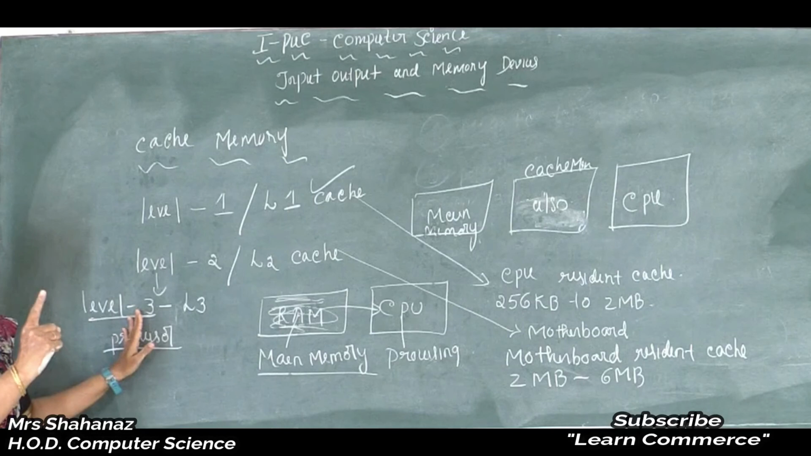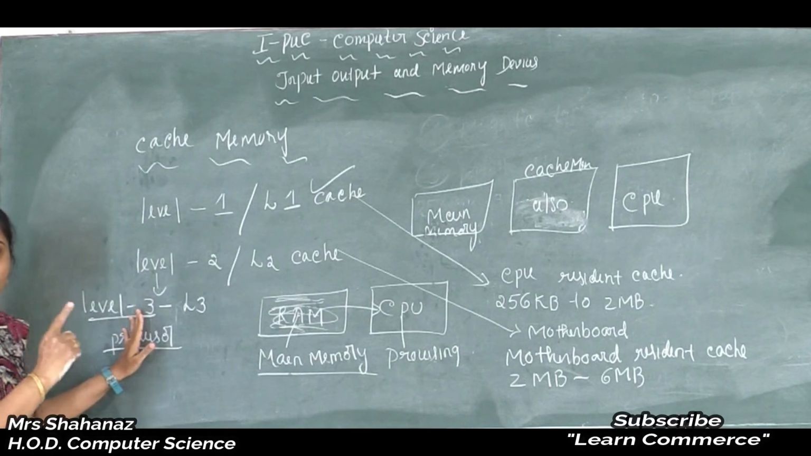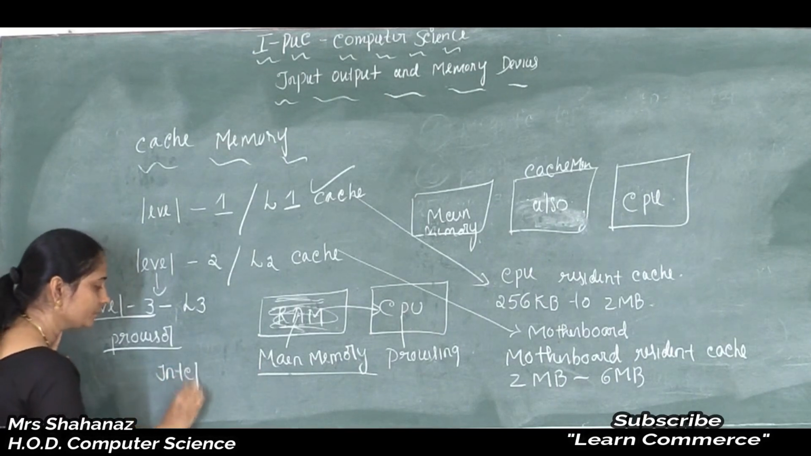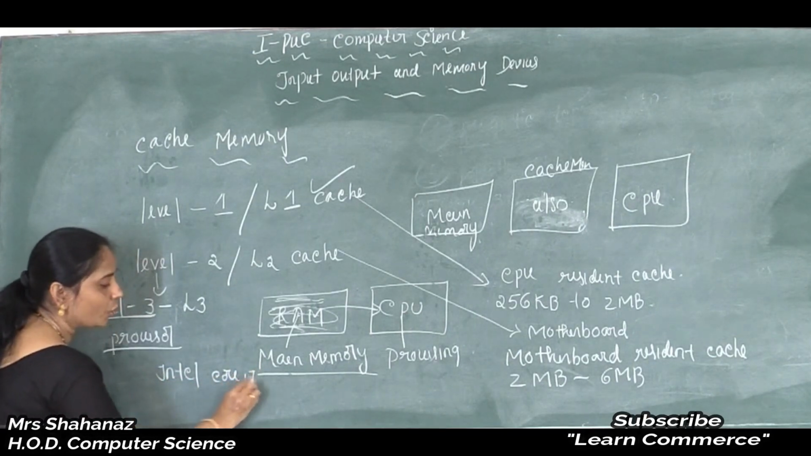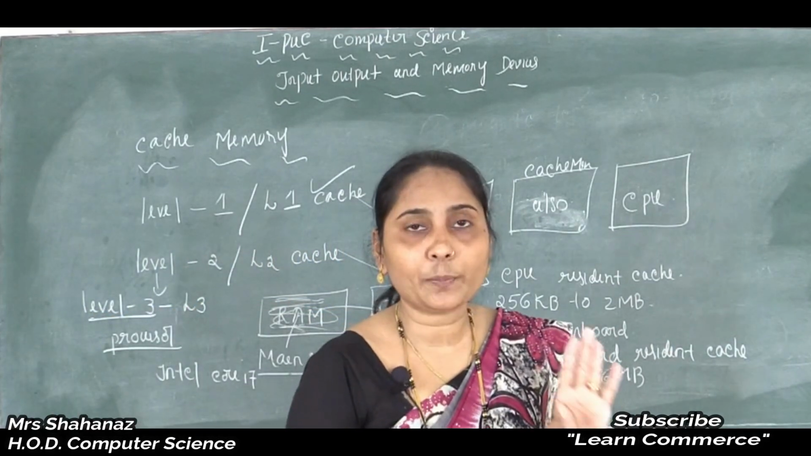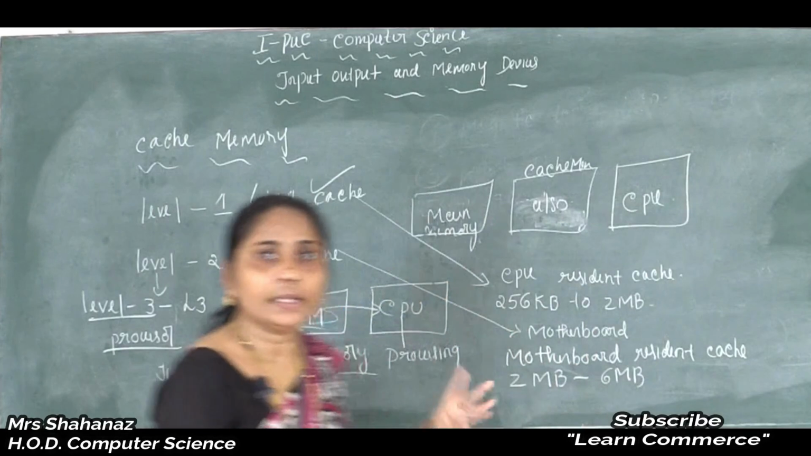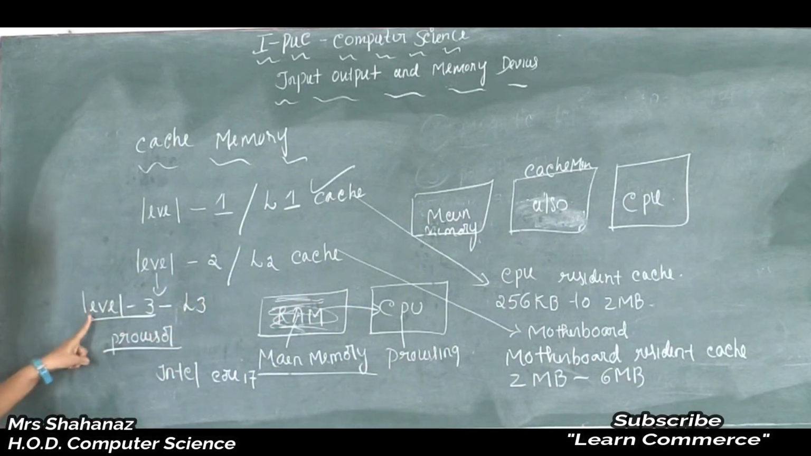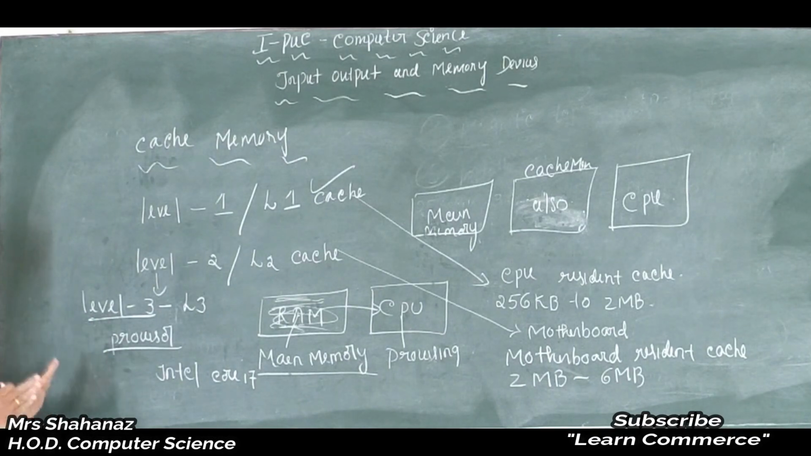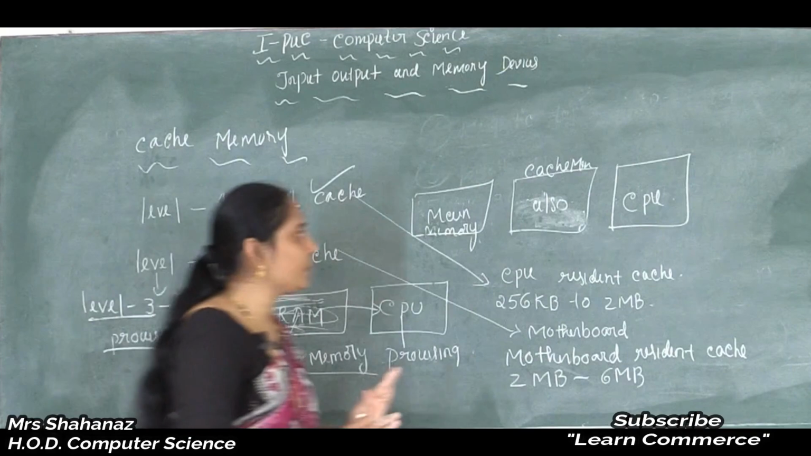One example of a high-end processor is the Core i7. The name of the memory is level 3, that is L3. Such L3 is a separate cache memory, also available on the motherboard only. So this is the explanation about our cache levels.